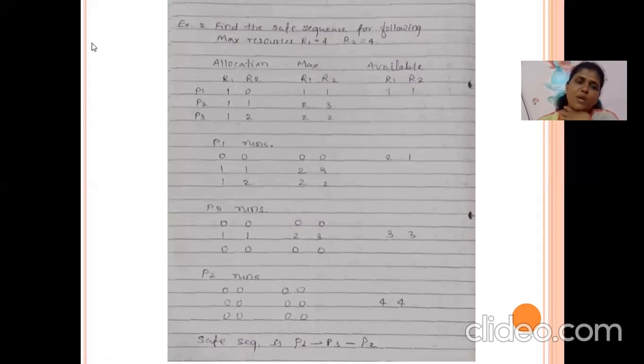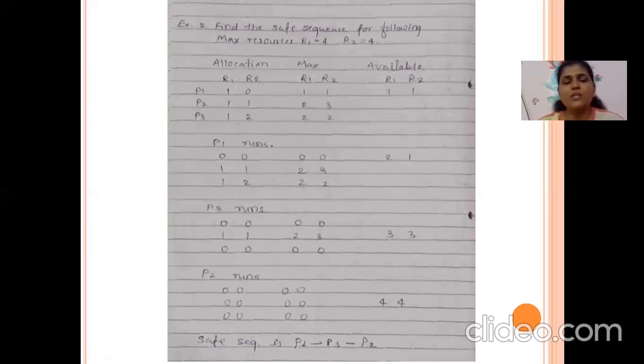So what is the maximum requirement of P1? P1 is already occupying 1 instance of R1 and 0 instances of R2, right? It needs a maximum of 1 instance of R1 and 1 instance of R2. Out of this maximum requirement, it already has this, right? So what is the more need of process P1? That is, what are the more resources apart from what is allocated here to the process P1? That we will find out.